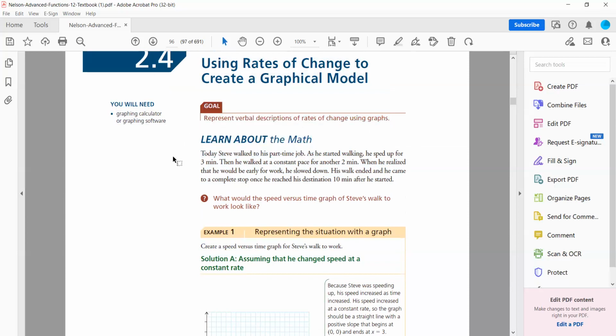Today, Steve walked to his part-time job. As he started walking, he sped up for 3 minutes. Then he walked at a constant pace for another 2 minutes. When he realized that he wouldn't be early for work, he slowed down. His walk ended, and he came to a complete stop once he reached his destination 10 minutes after he started. What would the speed versus time graph of Steve's walk to work look like?